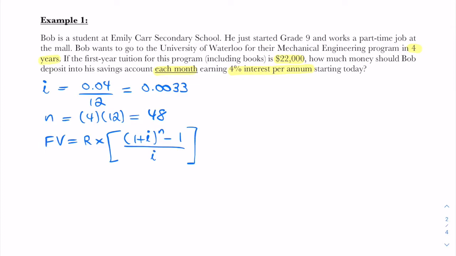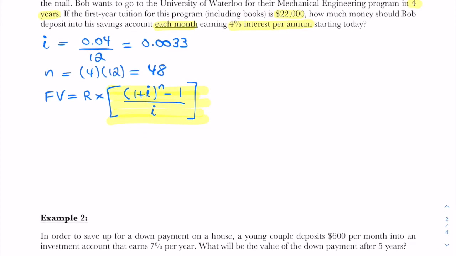Now, notice that this problem is asking you for R, the payments. How much money should the student deposit every month in their account? So you have to isolate for the variable R. What are you doing to R? You're multiplying it by this big expression in brackets that I'm highlighting. So in order to isolate for R, you're going to have to do the opposite. That means divide both sides by that big expression in brackets, like this. So you divide the future value by the expression in brackets.